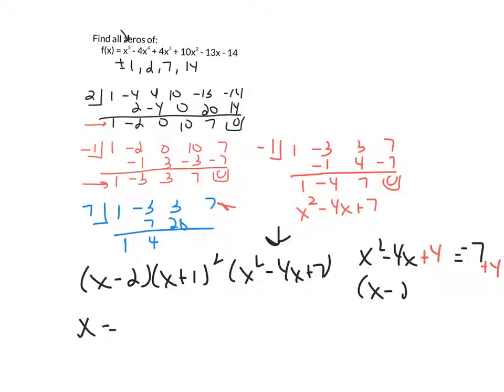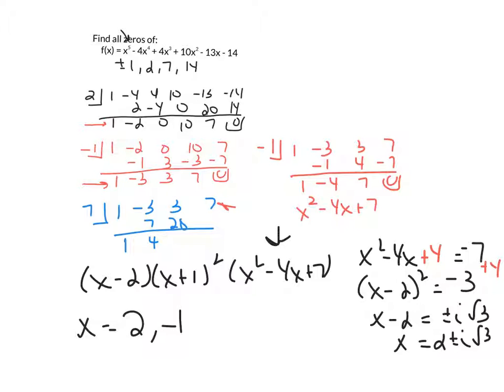That gives me (x - 2) squared here. Over here it gives me -3. Take the square root of both sides, get plus or minus i√3 over here. So that's my last zero right there, 2 plus or minus i√3. And we did that a while back. So my final zeros are 2, -1, -1, and then 2 + i√3 and 2 - i√3. That's a lot of stuff in one problem.